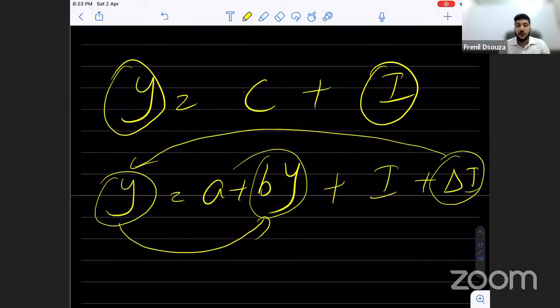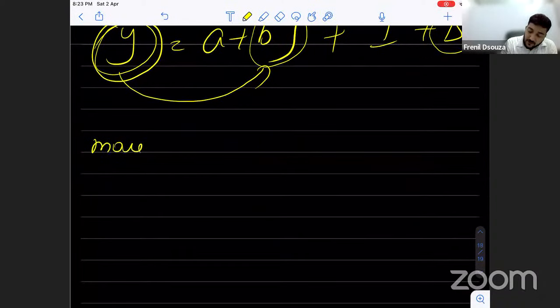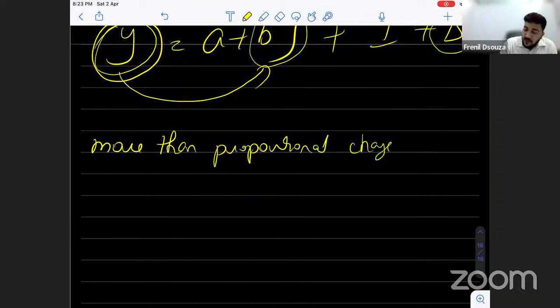When it forms the loop, what happens? The total effect on the income, total income, will be more. And with that, there is more than proportional change. And I suggest, if you are not familiar with this concept, you have to go back to my videos where I have explained investment multiplier in detail. This is with regard to the concept of investment multiplier.